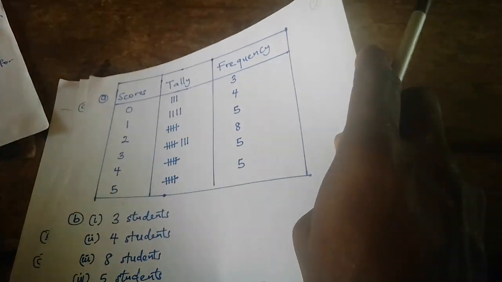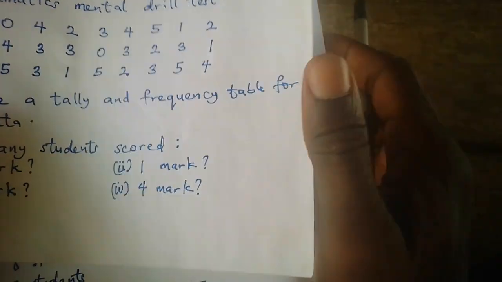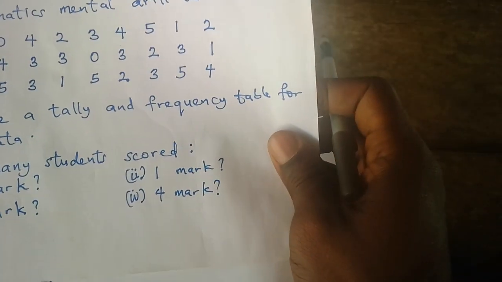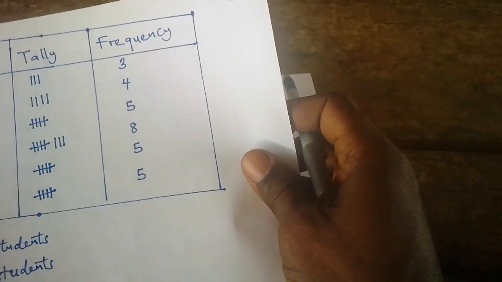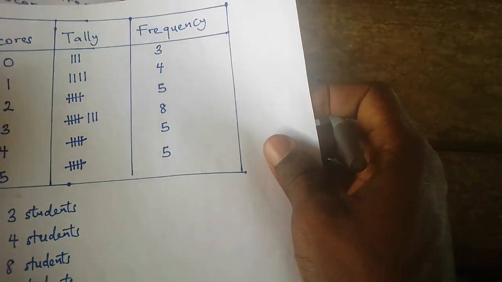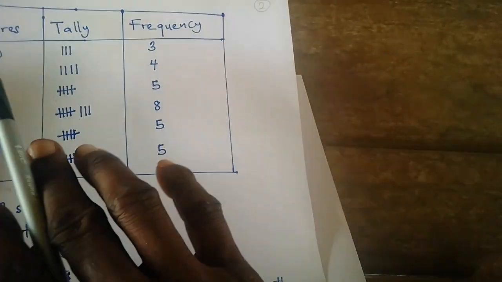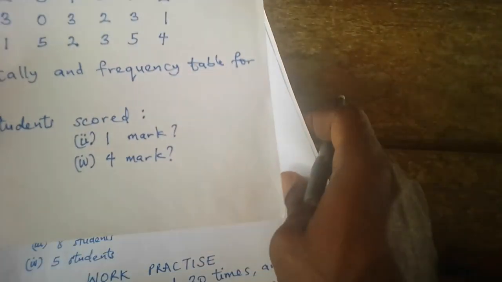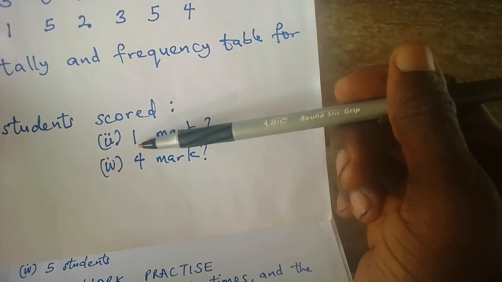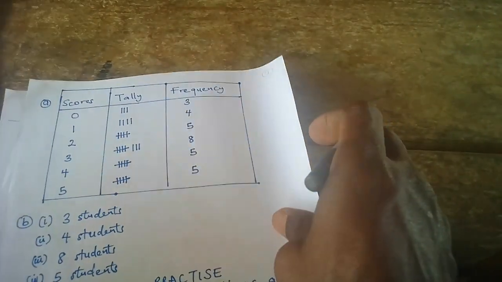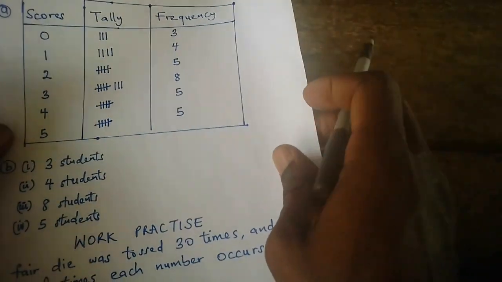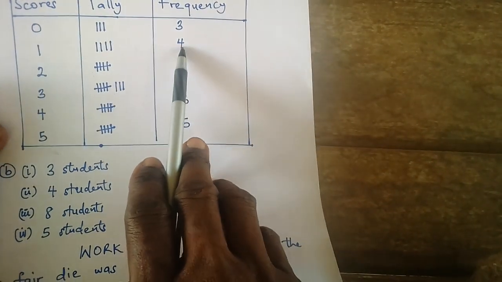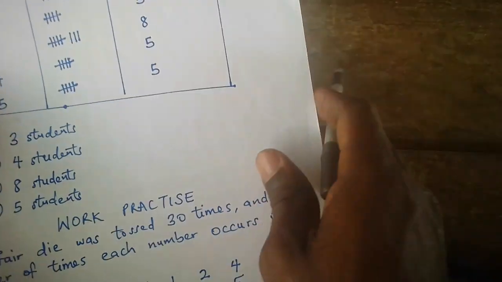So now the second part of the question says, how many students scored 0 mark? You can easily get the number of students that scored 0 mark from the table. How many of them? We have 3. Then the second part says, how many students scored 1 mark? So if you look at it, how many of them scored 1? We are having 4 students. So 4 students scored 1.